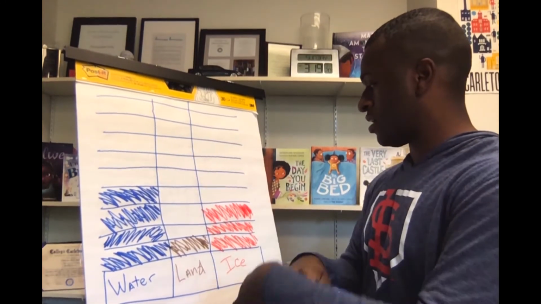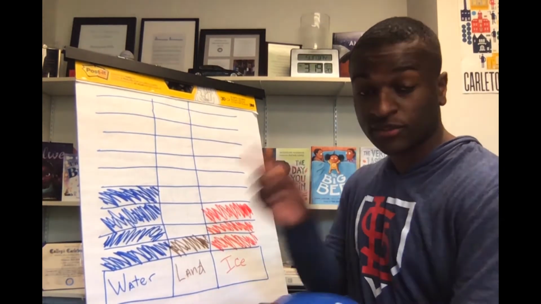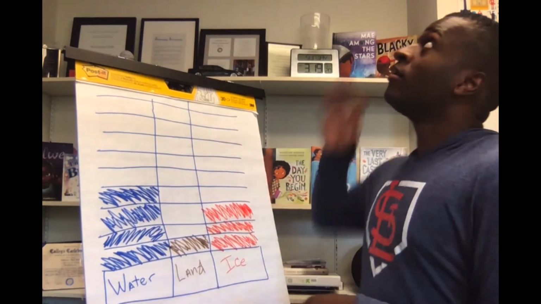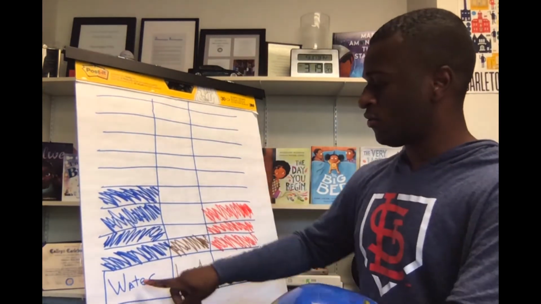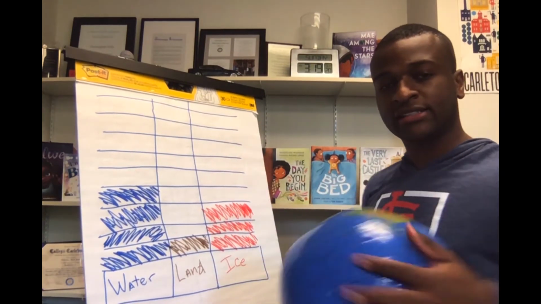All right, let's see where we are. 1, 2, 3, 4, 5, 6, 7, 8. Ooh, glad I counted. Mr. Frills is going to do another one, but I won't. Here we go. 4 water, 1 land, 3 ice.